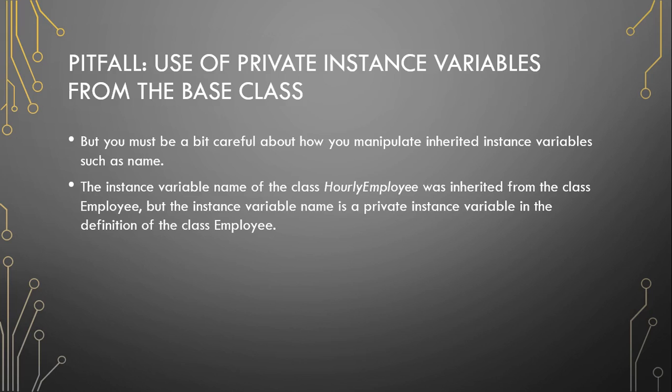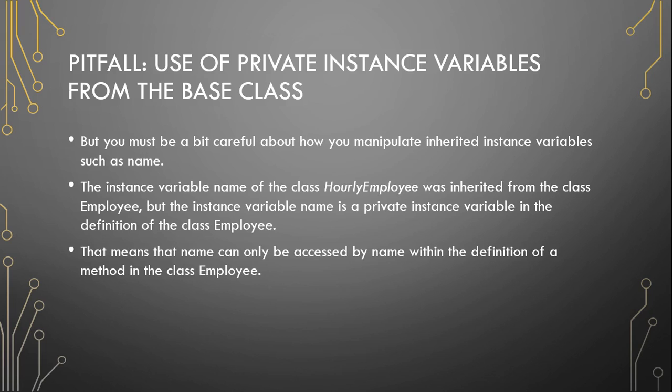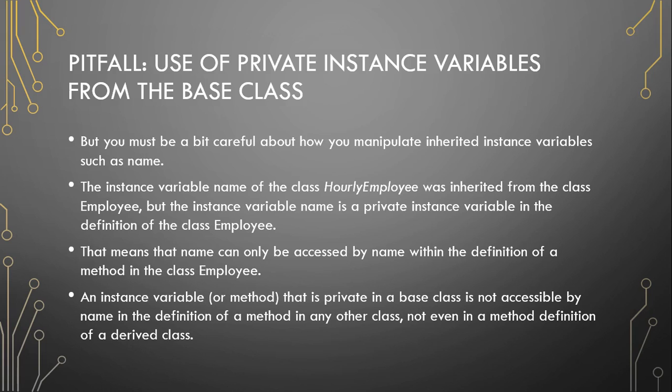The instance variable name of the class HourlyEmployee was inherited from the class Employee, but the instance variable name is a private instance variable in the definition of the class Employee. That means that the name can only be accessed by name within the definition of a method of the class Employee. HourlyEmployee has no ability to directly call that instance variable. An instance variable, or method for that matter, that is private in a base class is not accessible by name in the definition of a method of any other class, not even in a method definition of a derived class.